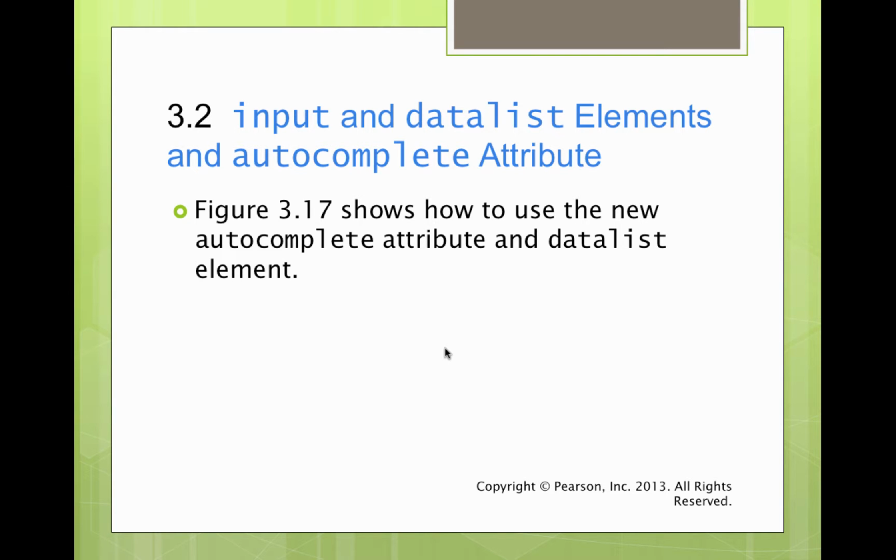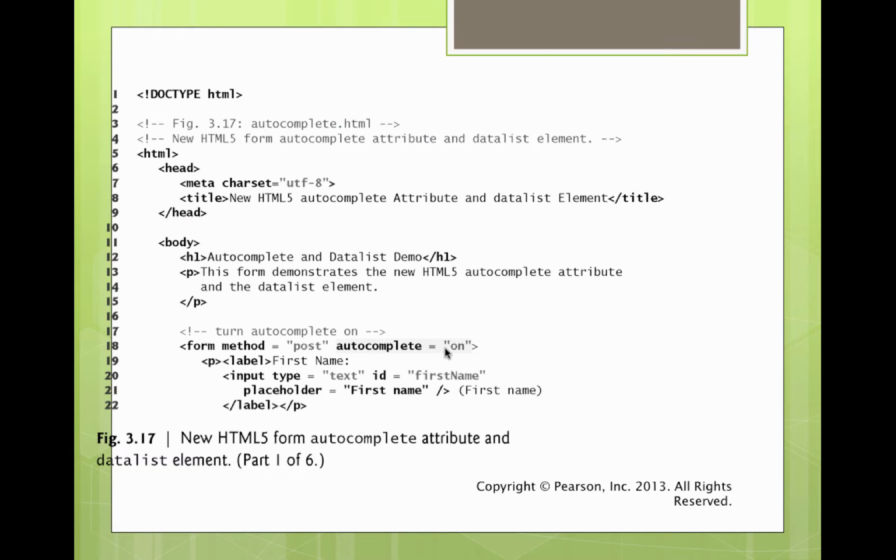Now let's look at a couple more HTML5 elements that can be used in forms. The first is what is known as autocomplete. If you look at line number 18, you see it says form autocomplete equals on. What that means is if the user were to fill in the form one time and then go back and fill it again, then it would prompt the user with entries that were entered before. So that's what autocomplete is about.